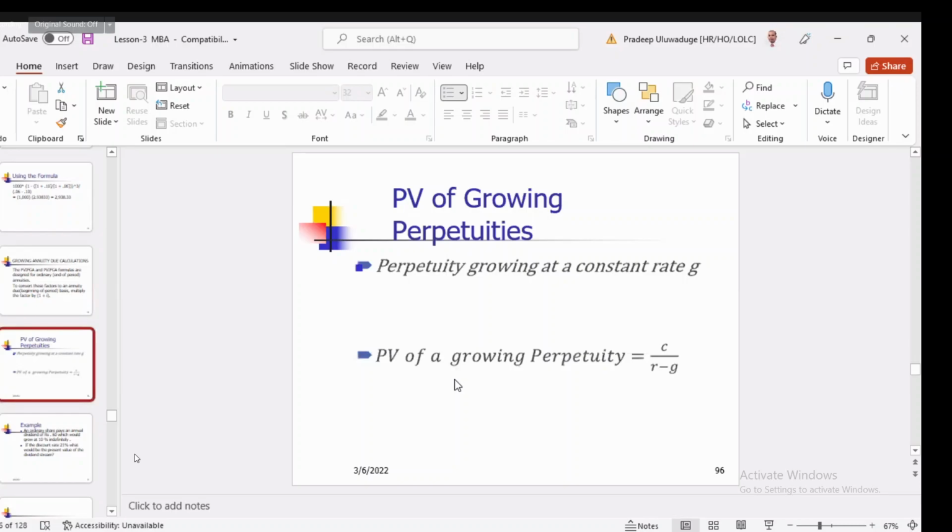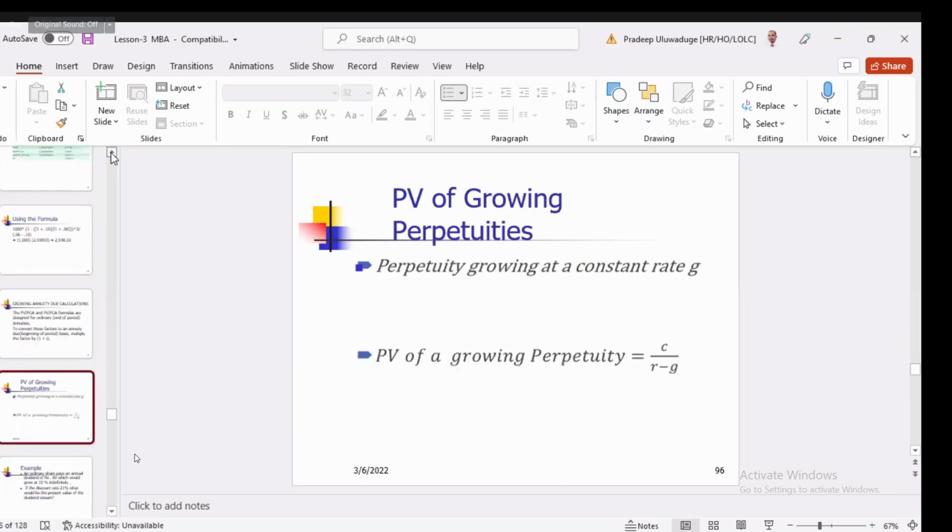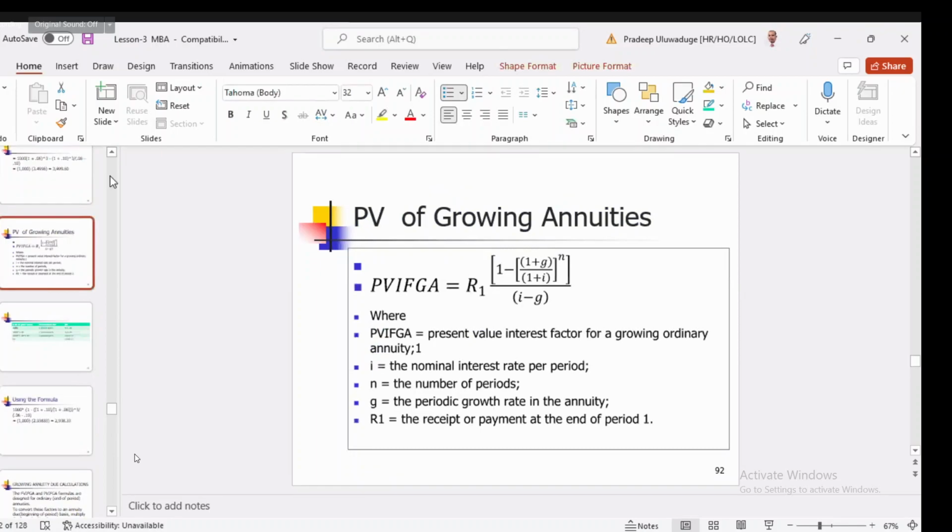Use these formulas. If the cash flows occur at the beginning of the period, you multiply here by 1 plus I, right? Yes, sorry, 1 plus I.